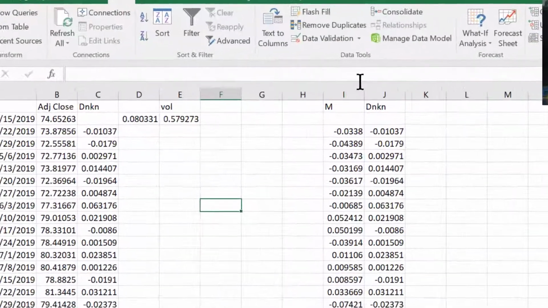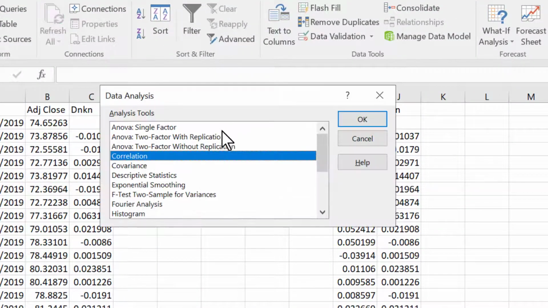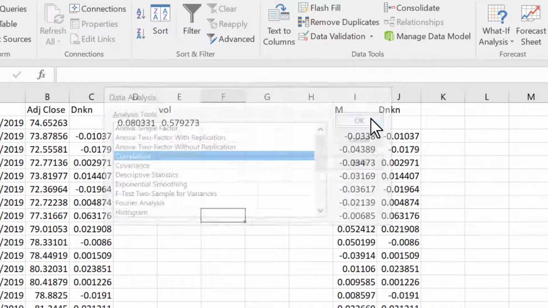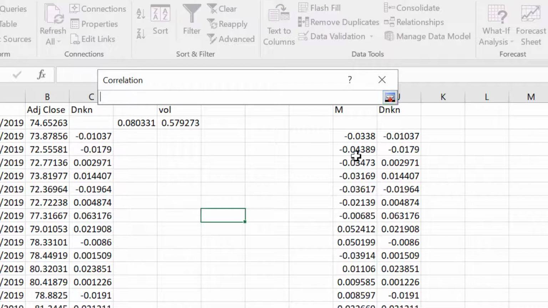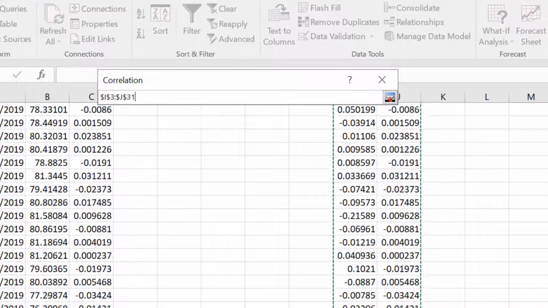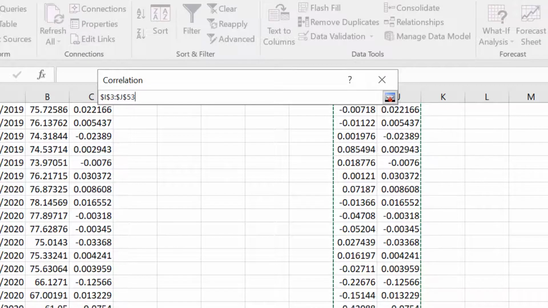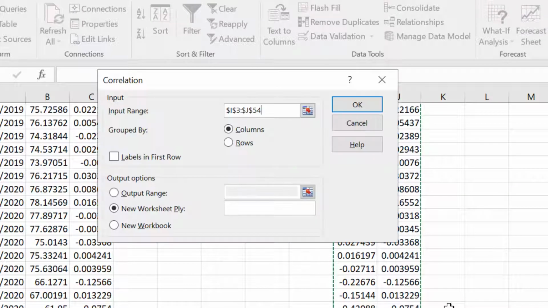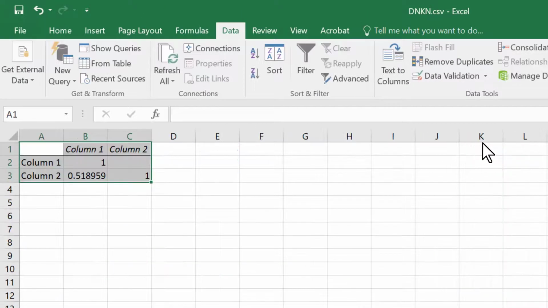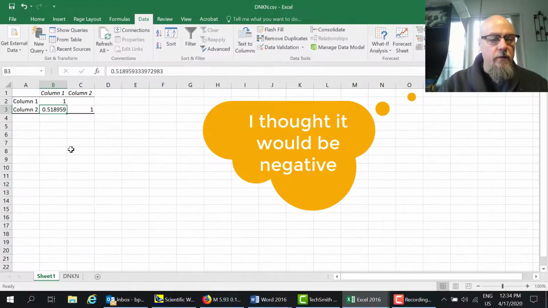So data analysis, correlation, okay, input range, and here it's built for us, our correlation matrix essentially. This would be like the sigma, but really it's this that I want. That's the correlation between the two of them. And I'm going to call that 0.52.